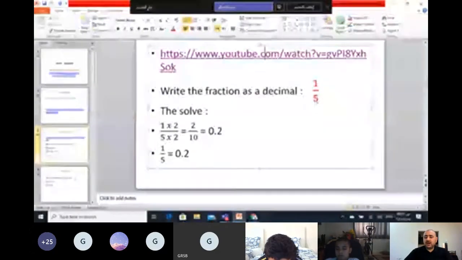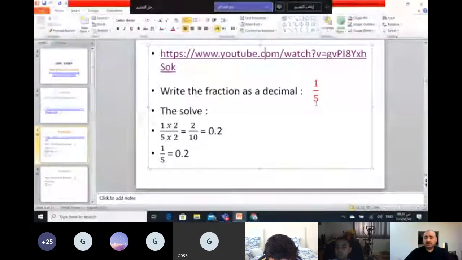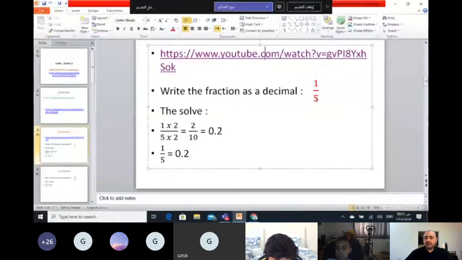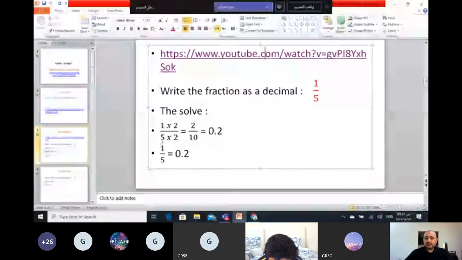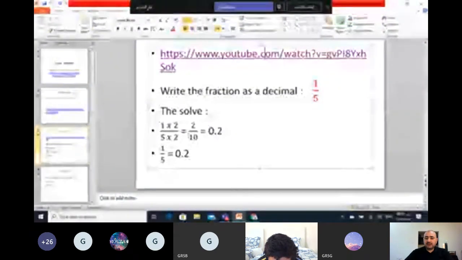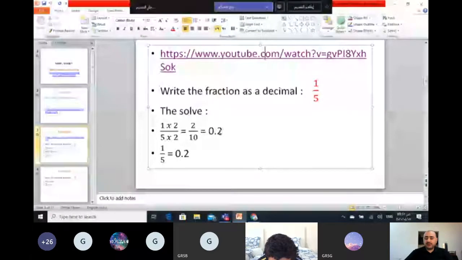So here 5. How to change 5 to 10? Ask yourself, which number multiplied by 5 equals 10? It will be 2. So I can write 1 over 5 and multiply by 2 on top and multiply by 2 on the bottom. Why? To change the 5 to 10, to get the power of tens to change to the decimal.